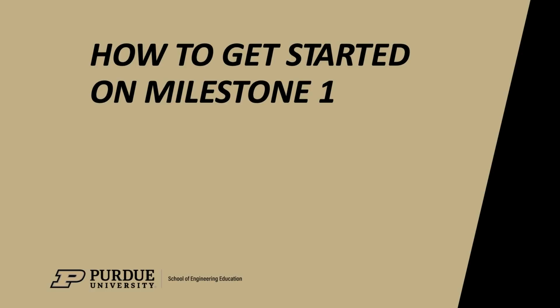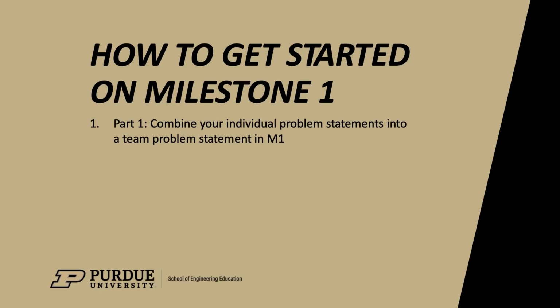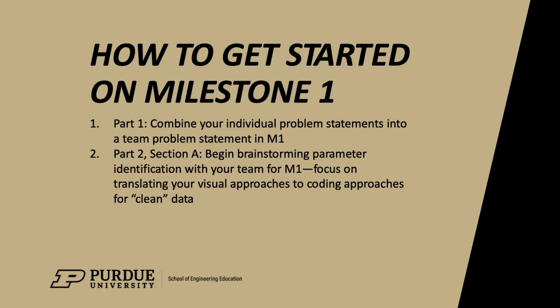Now it's time to get started on Milestone 1. Download the Milestone 1 documents. For the first class of this milestone, focus on Part 1 and Part 2A. Part 1 has your team combining all of your individual problem statements into a team problem statement. Part 2A has your team brainstorming how to identify the parameters using a coding approach.